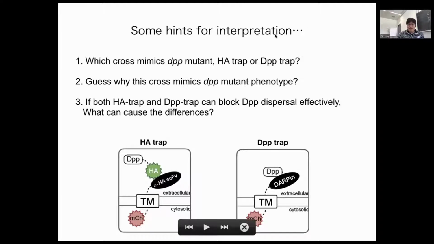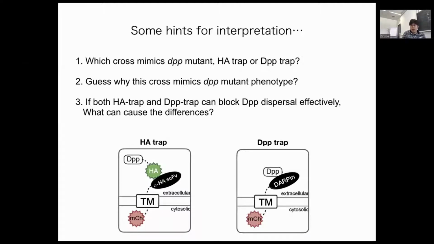I prepared some hints for the interpretation. Basically the first two things were what I told. Which cross mimics the DPP mutant phenotype, HA trap or DPP trap? And guess why this cross mimics the mutant phenotype. As I said, both HA trap and DPP trap can trap DPP very effectively and block DPP dispersal. If so, why do you see the difference? This is the interesting question.